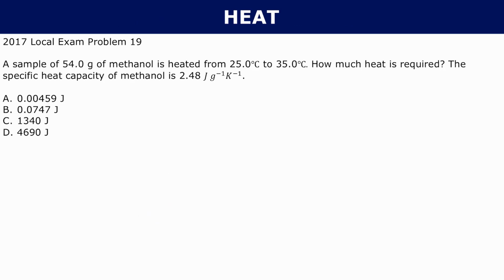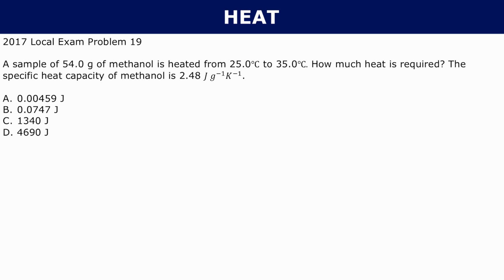Let's do one more example. A sample of 54 grams of methanol is heated from 25 degrees Celsius to 35 degrees Celsius. How much heat is required? And we're told that the specific heat capacity of methanol is 2.48 joules per gram times Kelvin.